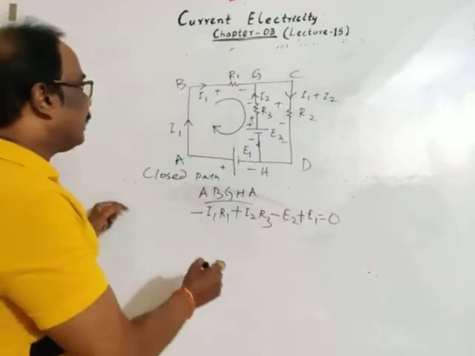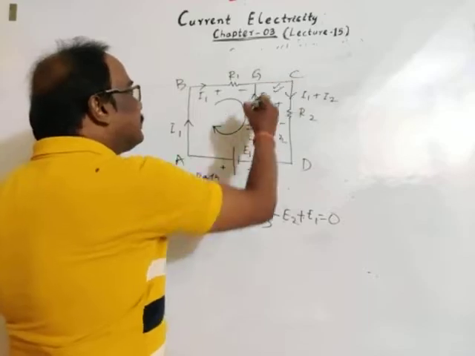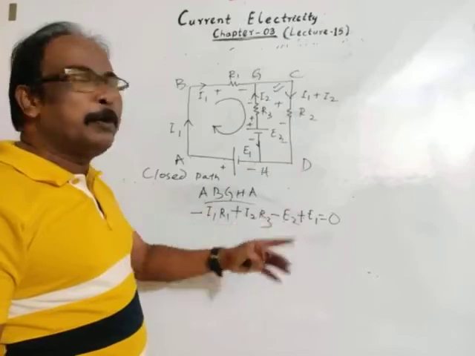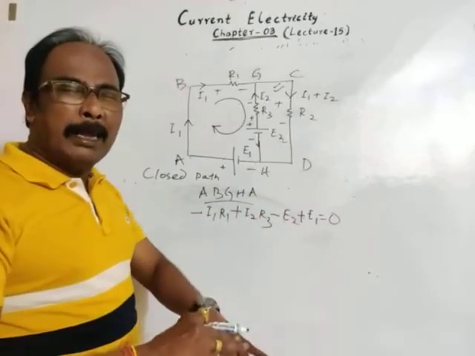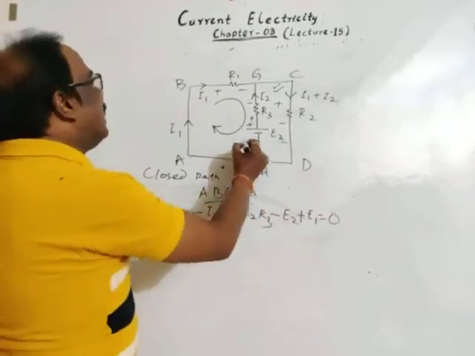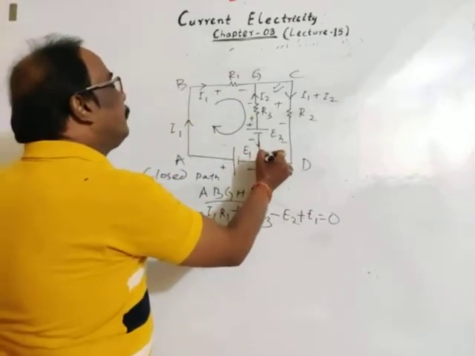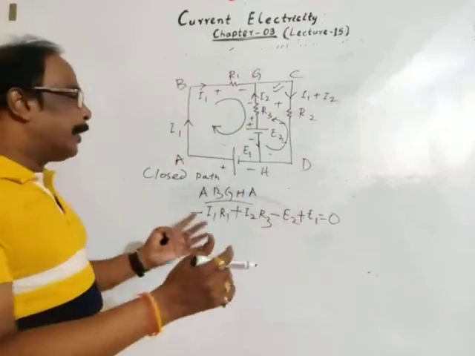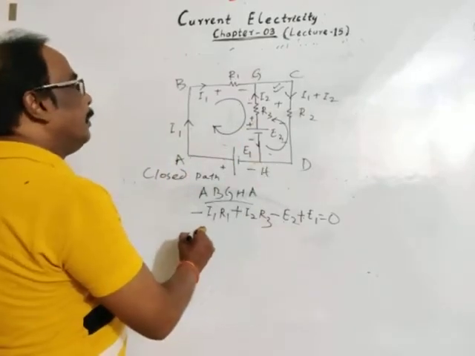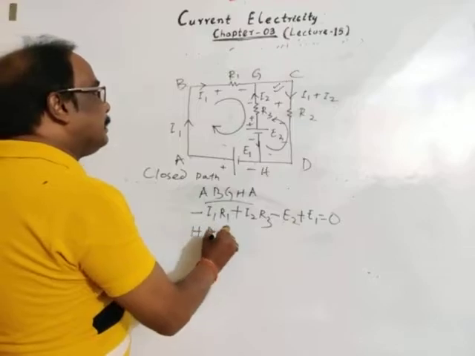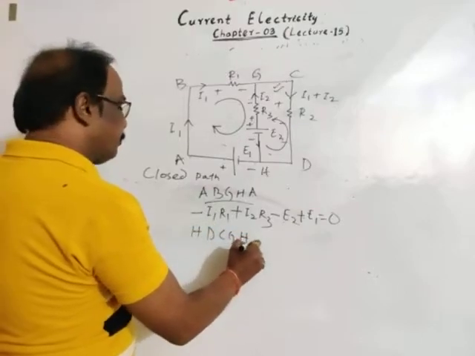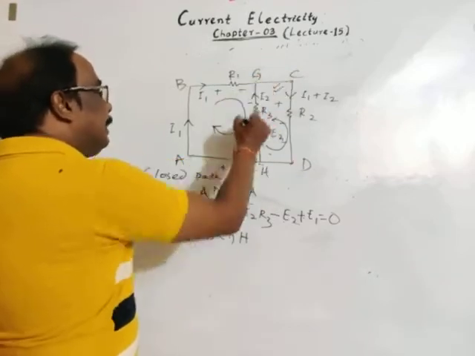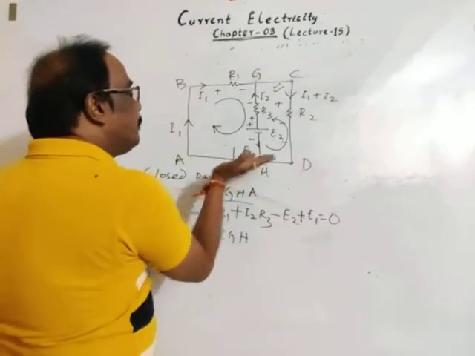So the rest of the circuit, this is also a part we have divided into two parts. So for this part, you may take either clockwise or anti-clockwise, whatever you may take. See, I have taken clockwise. Okay, you may take it anti-clockwise. So in anti-clockwise order, let's take H, D, C, G, H. This is anti-clockwise.